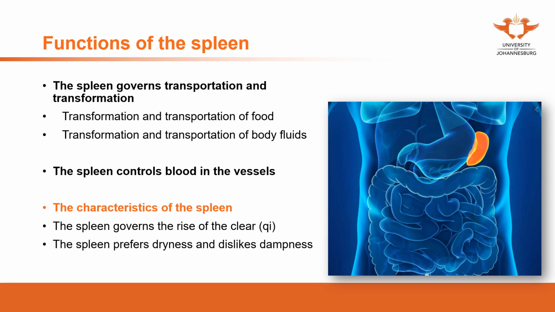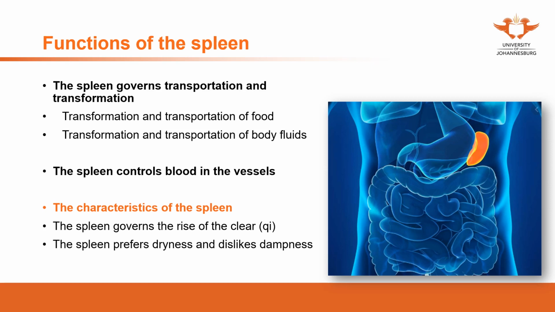In this process, the stomach receives the food we eat, and then the stomach will try to digest the food and further pass it down to the small intestine. In this process, the spleen, especially the spleen qi, will support this digestive function. The spleen qi will assist the digestive activities.